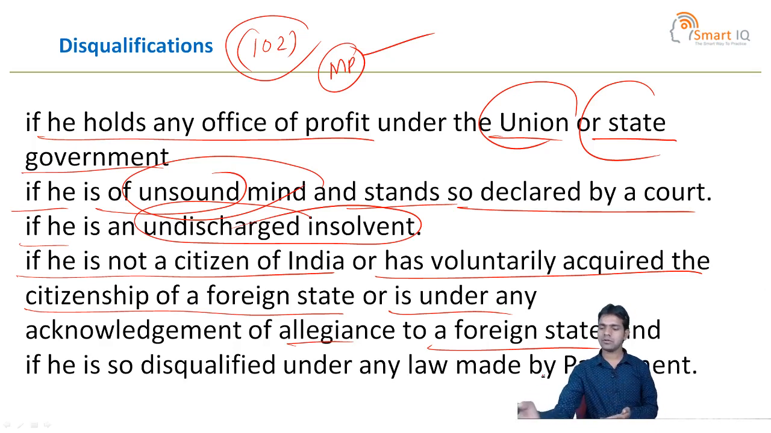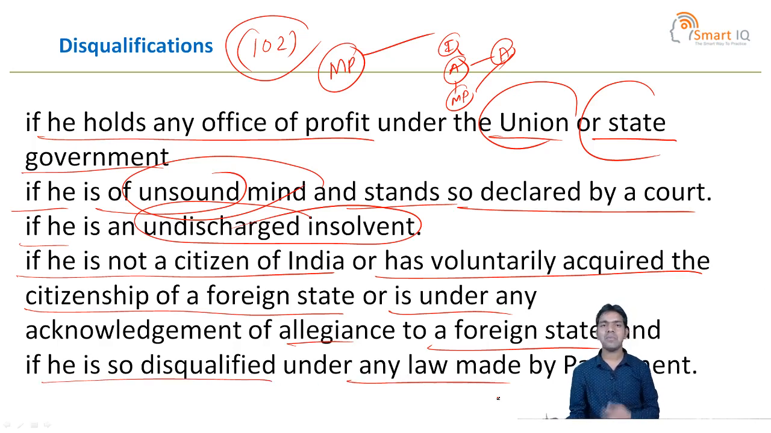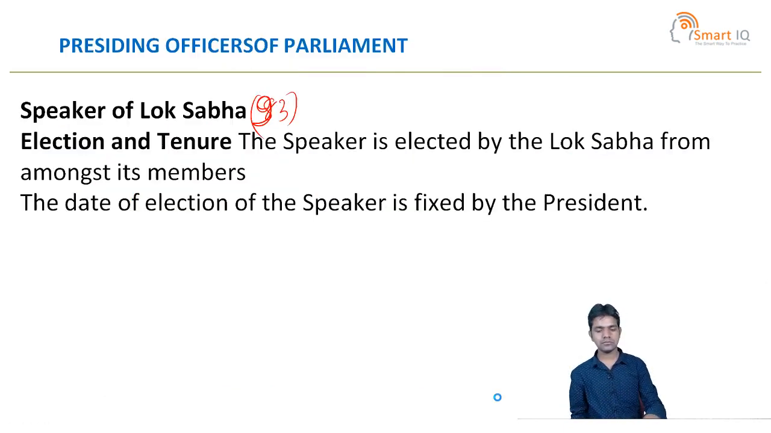For example, a person is a citizen of India, and he is also a member of the parliament. If after that he acquires American citizenship, then automatically he loses his membership of the parliament. And also he is disqualified under any law made by the Parliament of India. So these are the points to disqualify the member of the parliament.